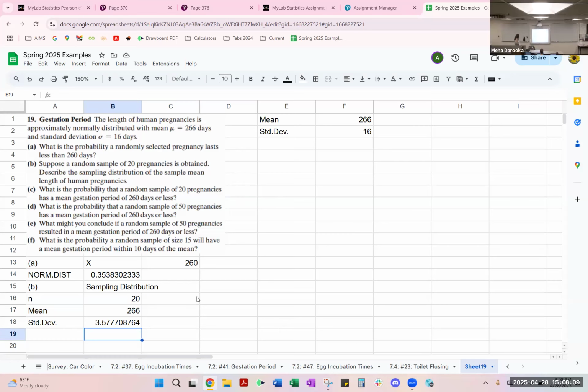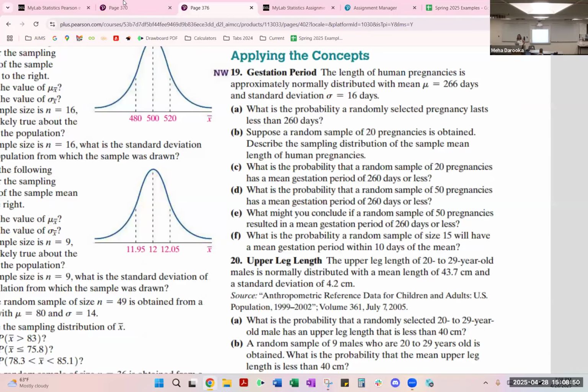Alrighty. So we've got a random sample of 20 pregnancies. We've got our sampling distribution's mean and standard deviation. So now part C is asking us, what is the probability that a random sample of 20 pregnancies will have a mean gestation period of 260 days or less? So now this is for the sampling distribution, right? So what's the probability that that random sample will have a mean of 260 days or less?